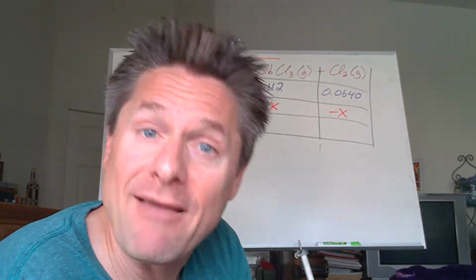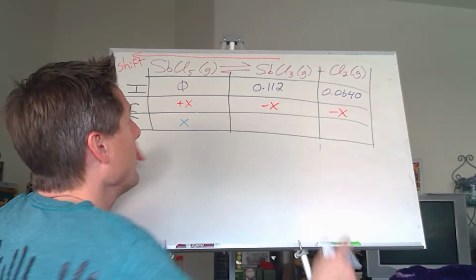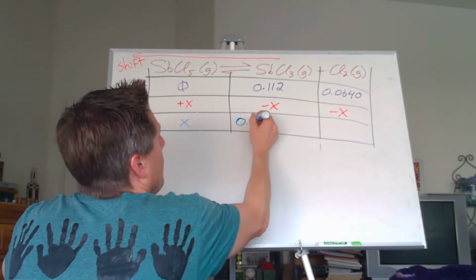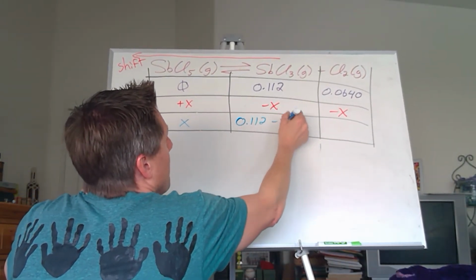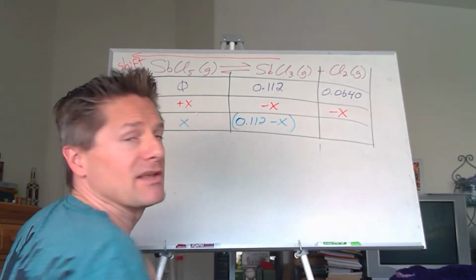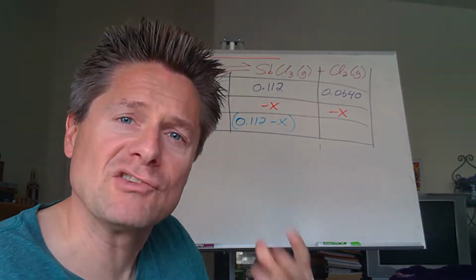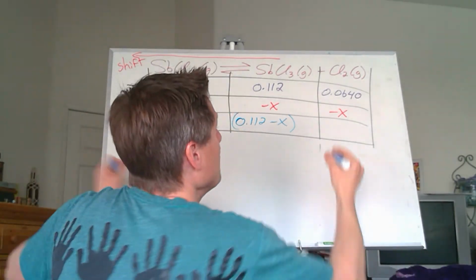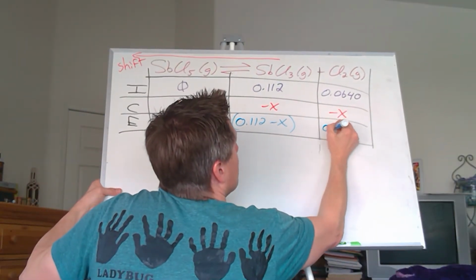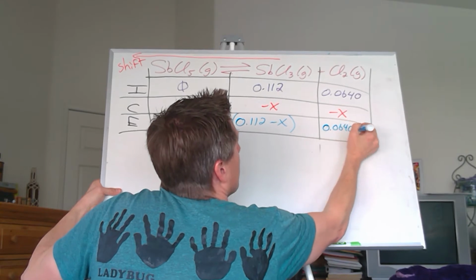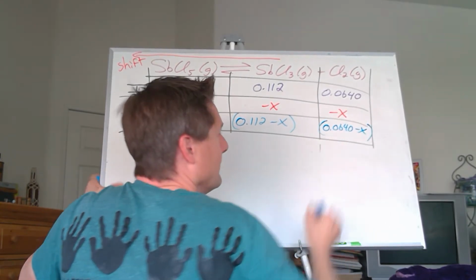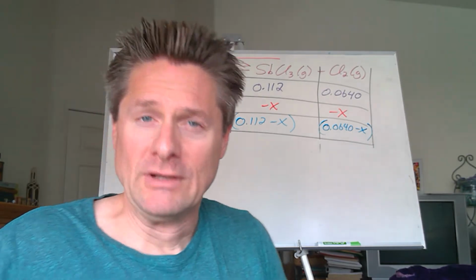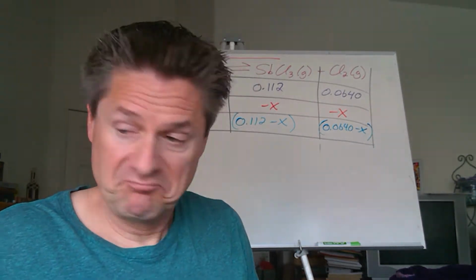So at equilibrium, I'm going to have X amount of antimony pentachloride. I'm going to take the initial amount, 0.112 minus X, right? What I started with, subtract how much is lost. That'll be the equilibrium amount of my antimony trichloride. And then the chlorine will be 0.0640 minus X, the initial amount minus how much we lose going towards equilibrium.